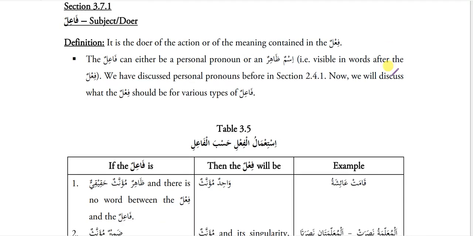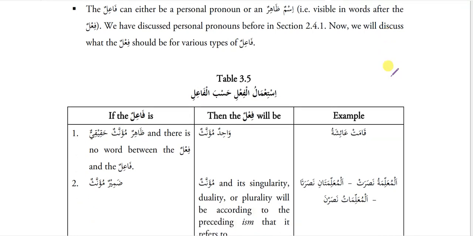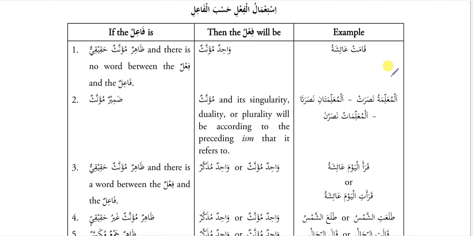The fa'il is either a personal pronoun or ismu zahir. Zahir means visible in word after the fi'l. We have discussed personal pronoun before. Now we will discuss how the fi'l should be according to the various types of the fa'il. Rule number 1. If the fa'il is zahir, muannas, haqiqi, and there is no word between the fi'l and fa'il, then fi'l will be wahid and muannas, like qamat aishatu.